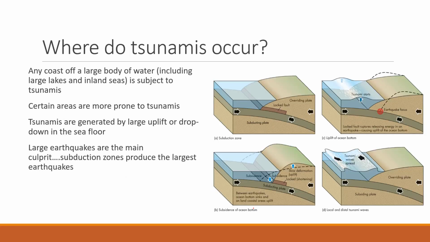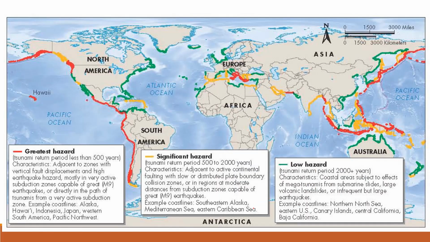They can occur off any coast of a large body of water. This includes large lakes and inland seas. There are certain areas that are going to be more prone to large tsunamis. So tsunamis are generated by uplift and drop down of the seafloor. So areas that are across or near to a subduction zone are going to be more prone to tsunamis because that's where we're going to have the biggest uplift and drop down of the seafloor. So this map is showing us the areas with the greatest hazard. They tend to be either directly off a trench or across from a trench.